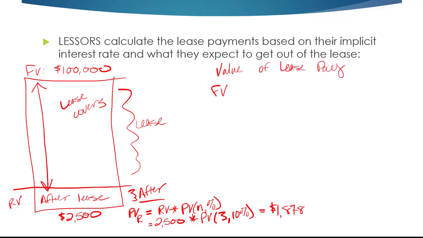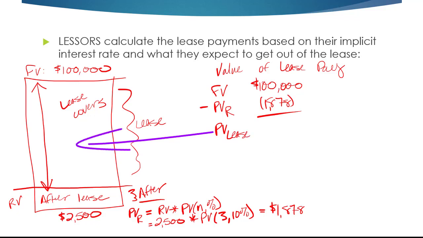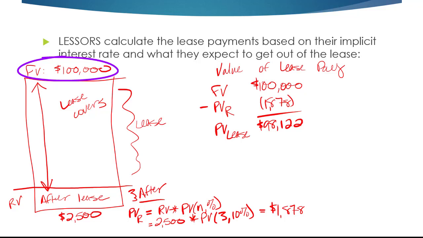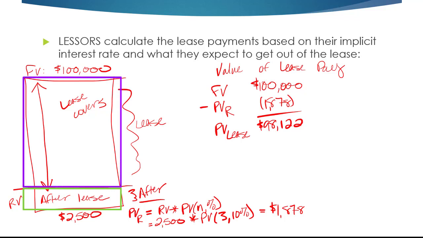I'm going to take the fair market value, that's $100,000. I'm going to subtract the present value of whatever the residual is. In this case, that's $1,878. So the present value of my lease is going to have to be $98,122. That way, I'm sure I'm going to get $100,000 one way or another. In this case, I'll get some of it in that lump sum payment of $2,500. The rest of it, I'm going to get in lease payments.